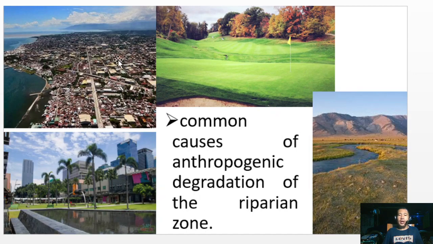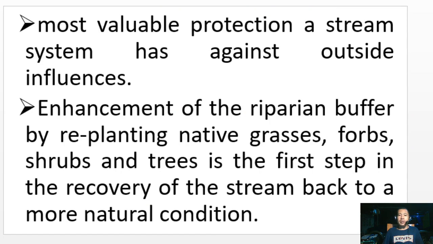Residential developments like this one, urban centers, golf courses, and rangelands are the common causes of anthropogenic degradation of the riparian zone. When we say anthropogenic, it has the involvement or influence of society. Riparian buffer is the most valuable protection a stream system has against outside influences. Enhancement of the riparian buffer by replanting native grasses, forbs, shrubs, and trees is the first step in the recovery of the stream back to a more natural condition. Forbs are flowering herbaceous plants aside from grasses.